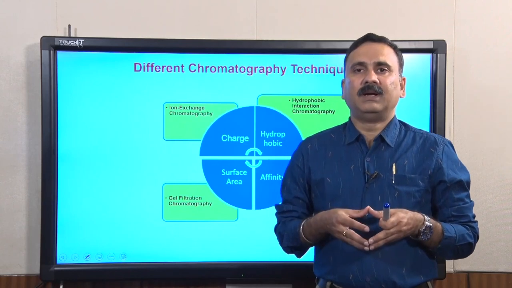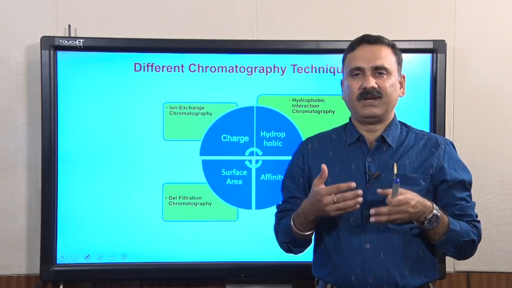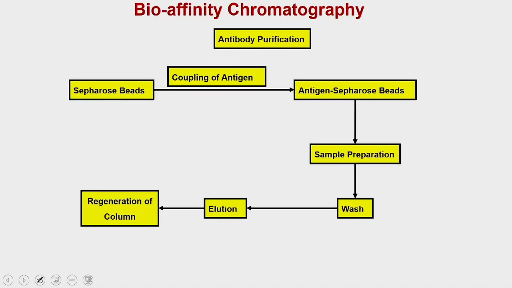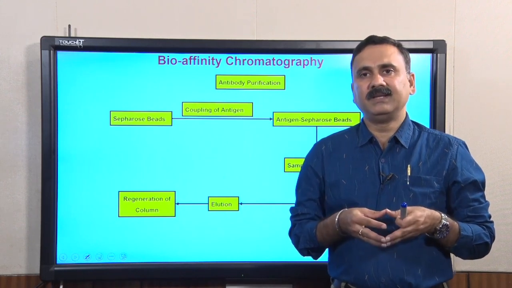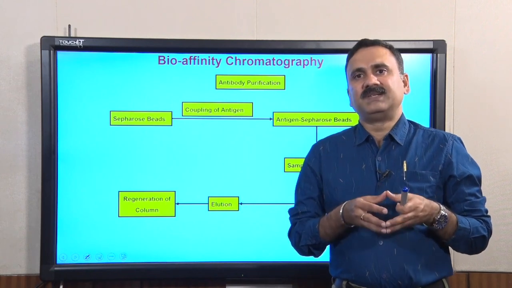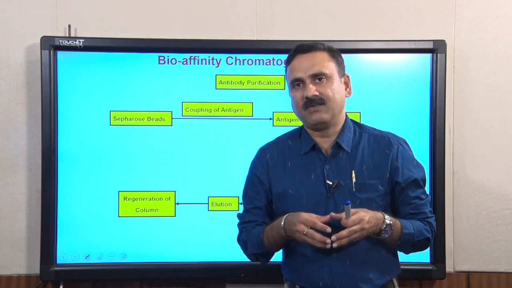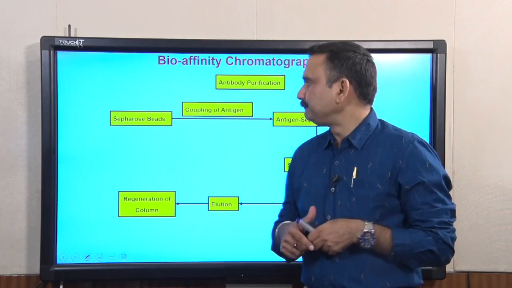So let's start with some of these examples and how to perform these affinity chromatography in your laboratory. So in the bioaffinity chromatography, we have taken two examples. One example is where you can use the bioaffinity chromatography to purify the antibodies, and the second example we have taken is to use the GST, GSH as a pair. So we'll start with the purification of antibody using the affinity chromatography.